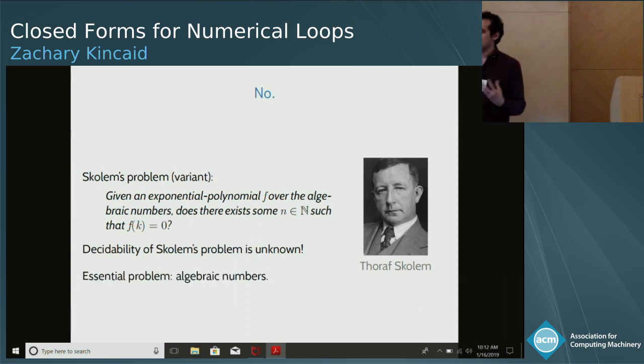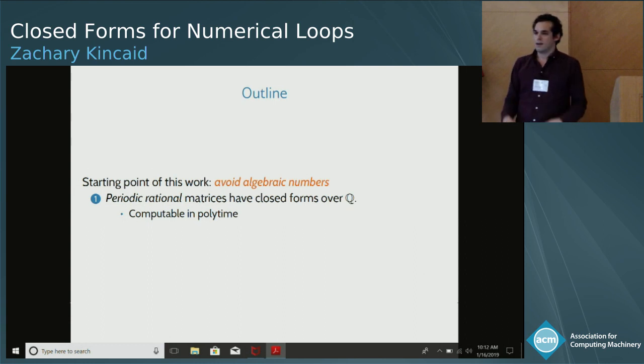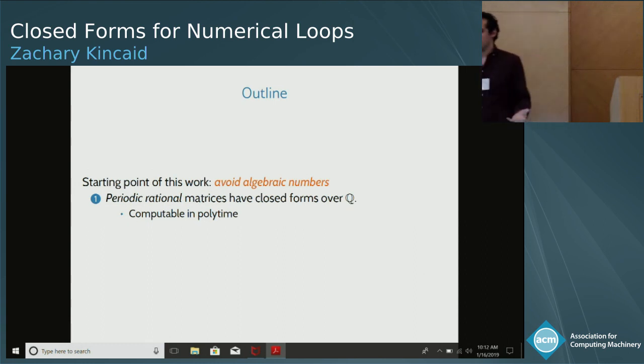So the essential problem isn't really the nonlinearity of these systems, it's really algebraic numbers. When you exponentiate algebraic numbers, you get all kinds of weird cyclic behaviors that are difficult to reason about. So that brings us to the starting point of our work, which is: how do we avoid algebraic numbers?